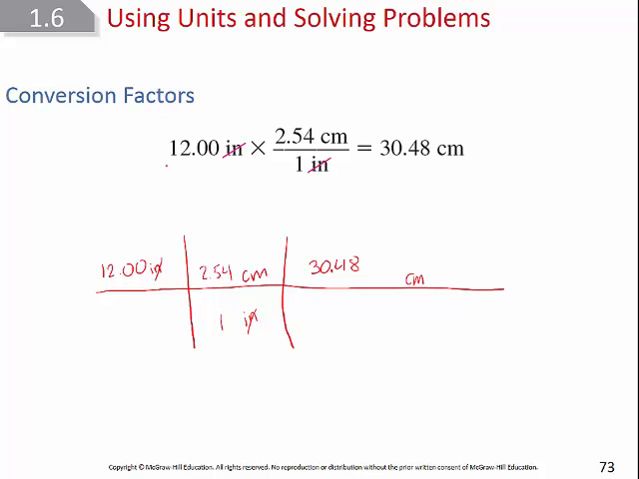Now, rounding. 12.00 inches has 4 significant figures. How many significant figures in 2.54 centimeters? Trick question. 2.54 centimeters has infinite significant figures because it is the definition. So if it is the definition, it is an exact number, and we only deal with significant figures of inexact numbers. So we're just going to look at the 12, which has 4 significant figures. So we need 4 significant figures in our final answer, and we don't need to do any rounding. We're done.